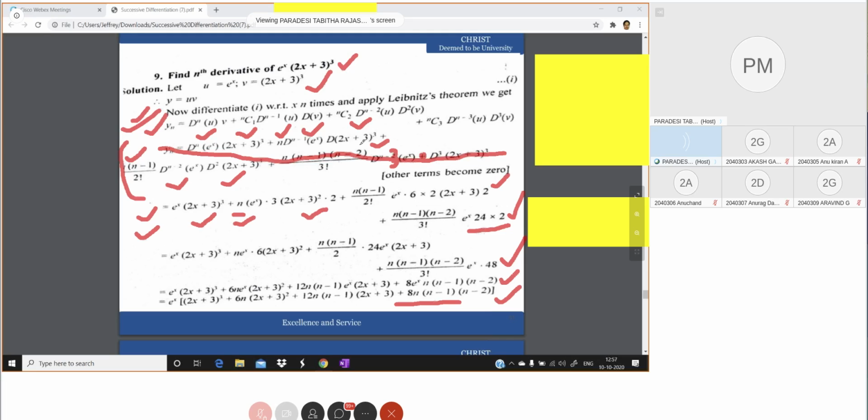Those terms we don't have to work out. So always our focus is on which one is going to get exhausted. Here, e power x is going on forever, but for 2x plus 3 power 3, the fourth derivative itself is 0. So we only have to figure out up to the third derivative.